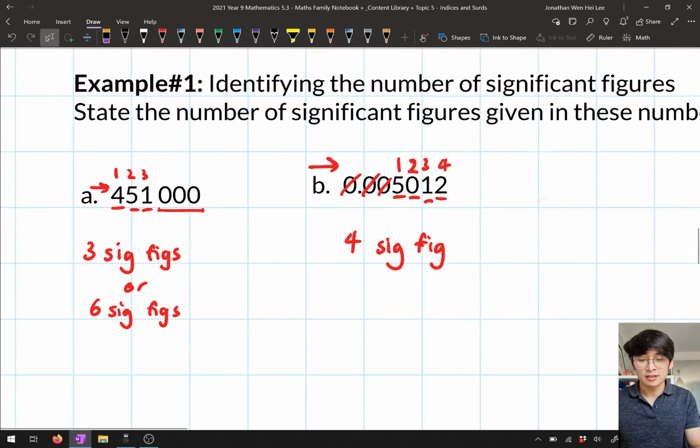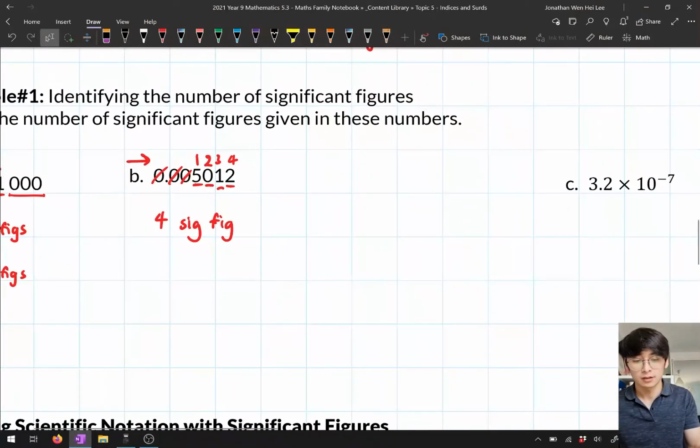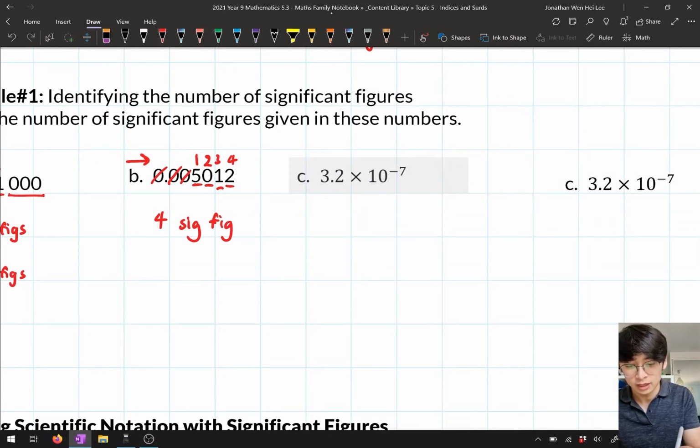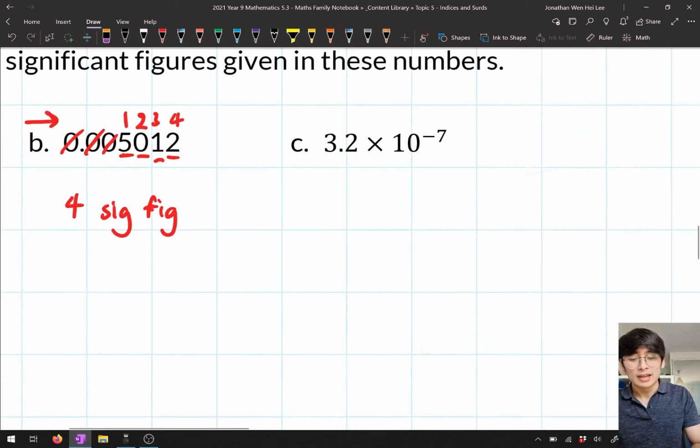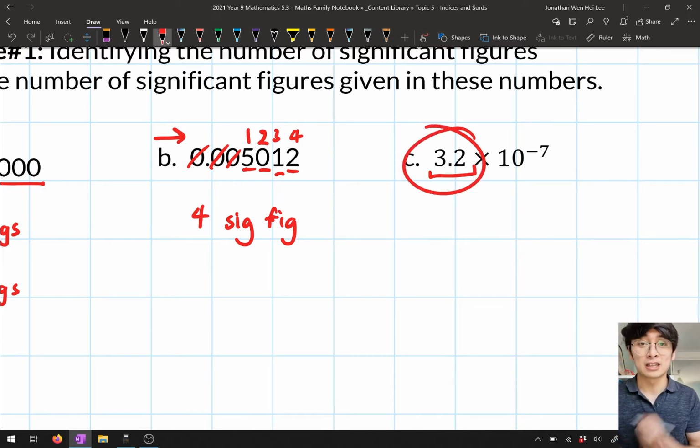Okay, so that's my next example. Here we're just going from left to right and counting up all of my significant figures. Okay, last example. Now this number, 3.12, is written in scientific notation. The way we read significant figures from scientific notation is we just focus on the measurement part. And this is where we're going to be doing this later on when we're writing numbers in scientific notation with significant figures. So we're only going to focus on this part here to look at significant figures.